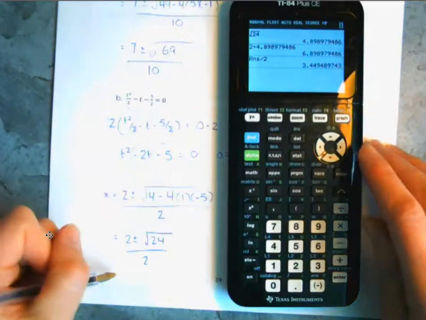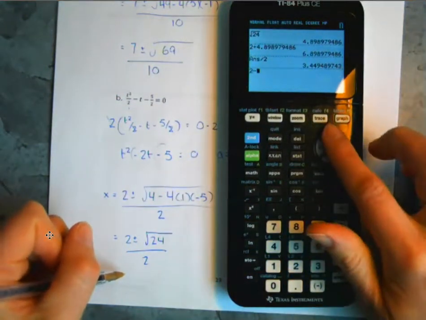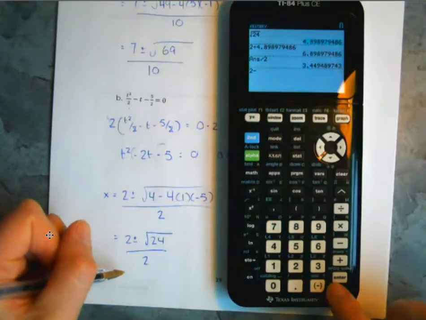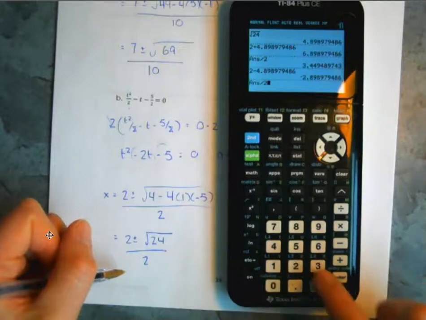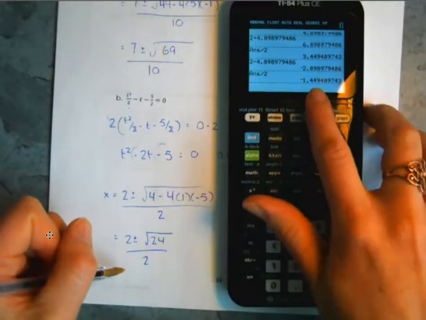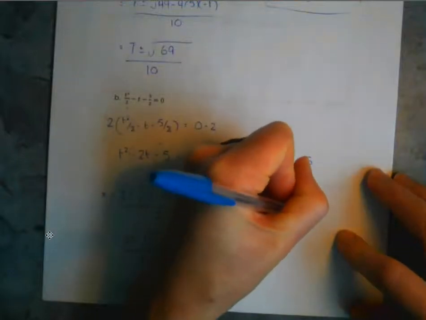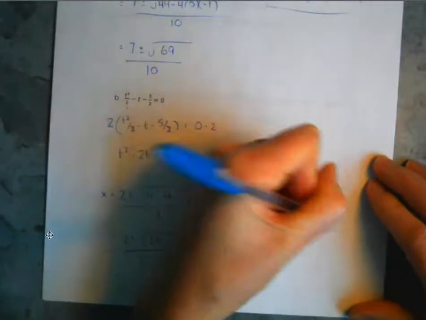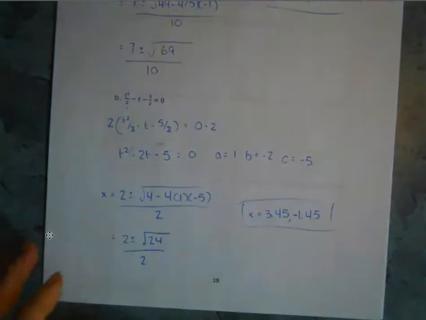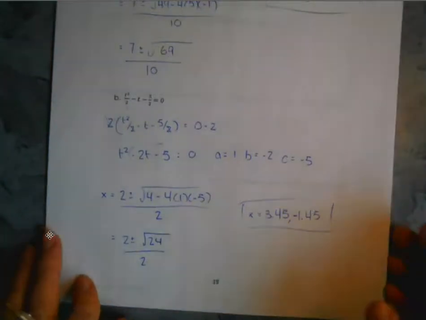And then the other one was going to be 2 minus the square root of 24, so that 4.8 value, and then divide by 2. Gives us negative 1.4, and again we're going to have to round that up, so negative 1.45. So those are our 2 roots in this case. All right.